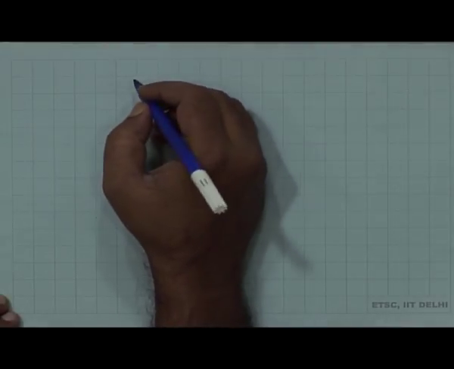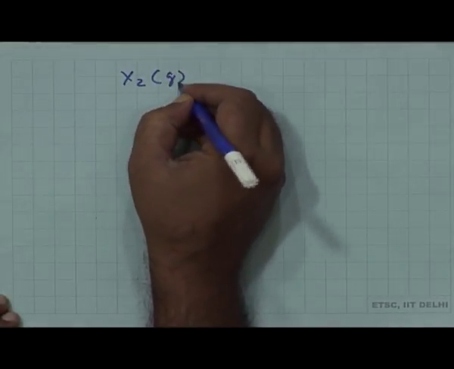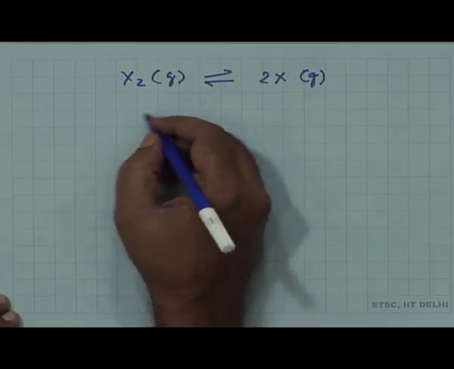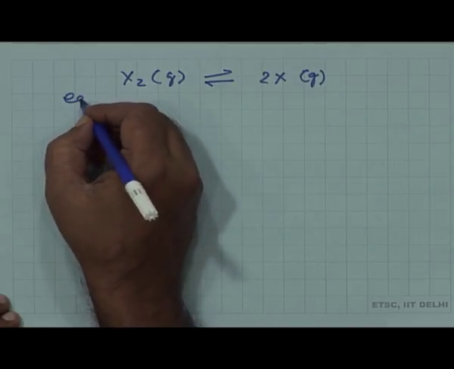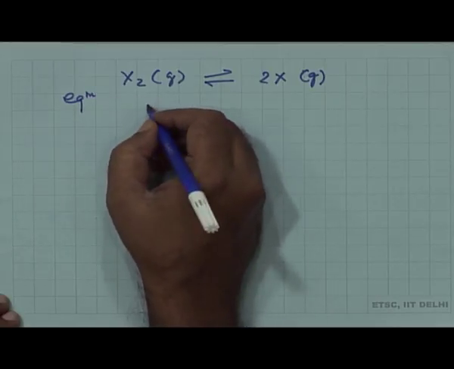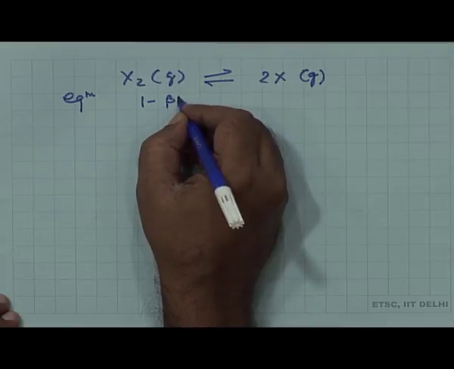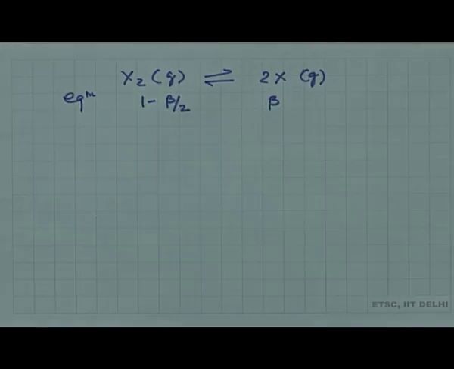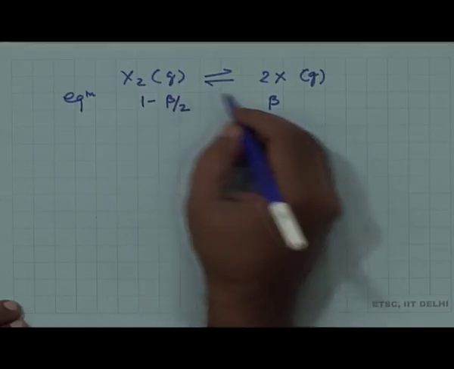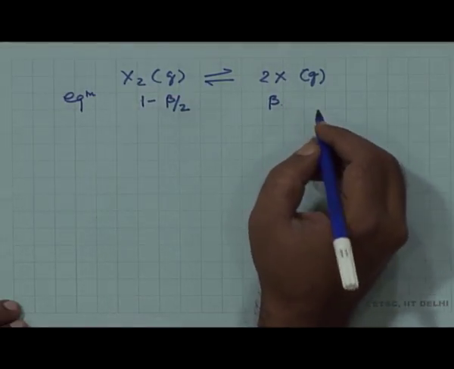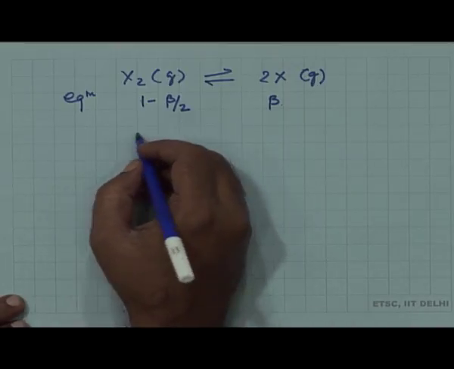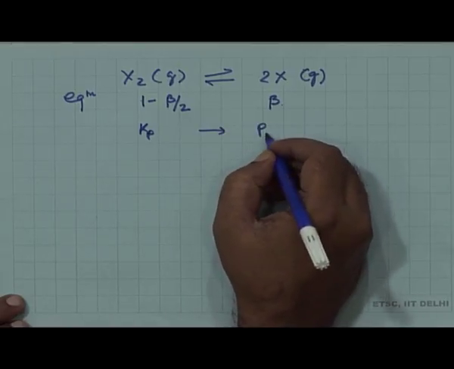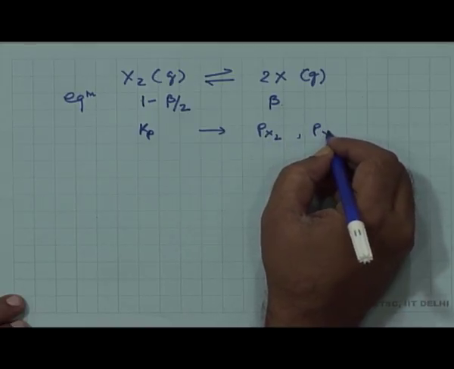So, what we have calculated is the equilibrium concentration for the reaction. X2 gas going to 2X gas. This is the reaction and we already calculated the concentration or number of moles at equilibrium. So, this is 1 minus beta by 2 and this is your beta. 1 minus beta by 2 number of moles of X2 and beta mole of X is present at the equilibrium. So, now we need to calculate Kp, and for that we need to know partial pressure of X2 and partial pressure of X.